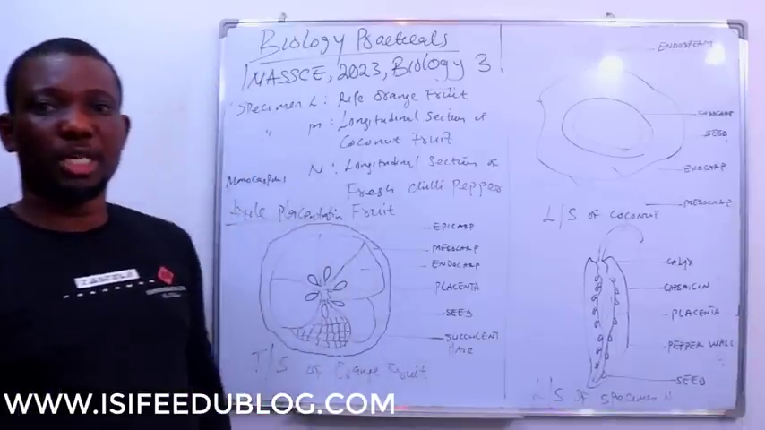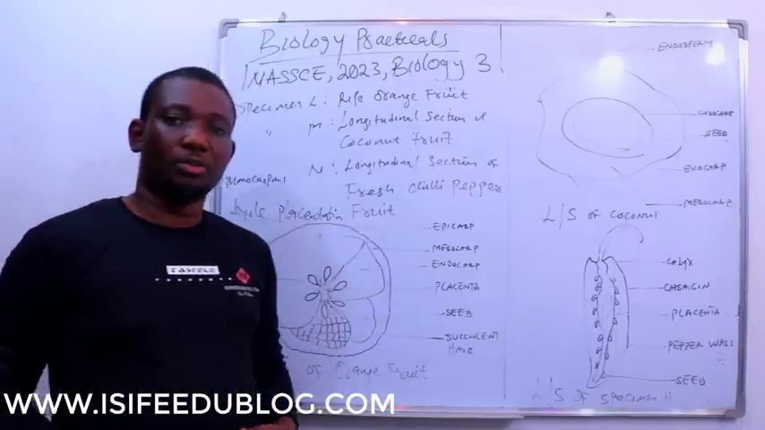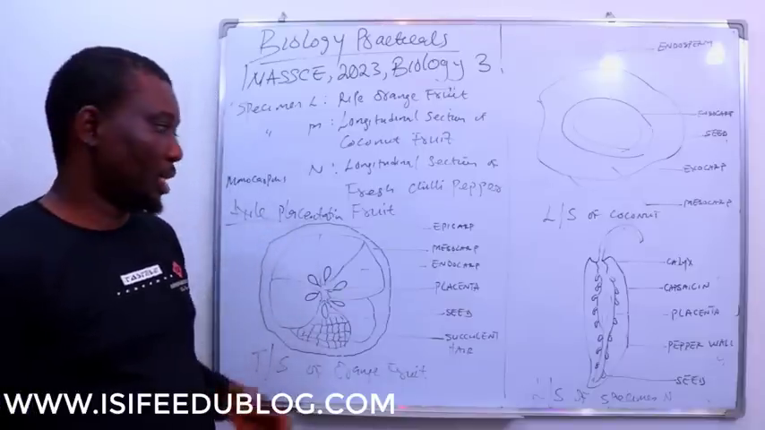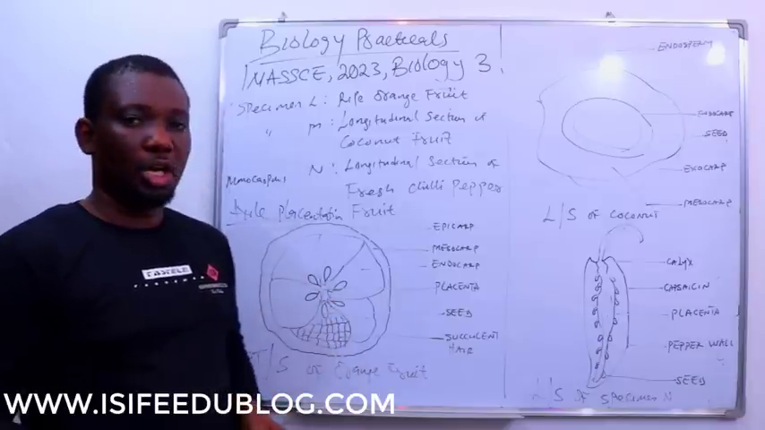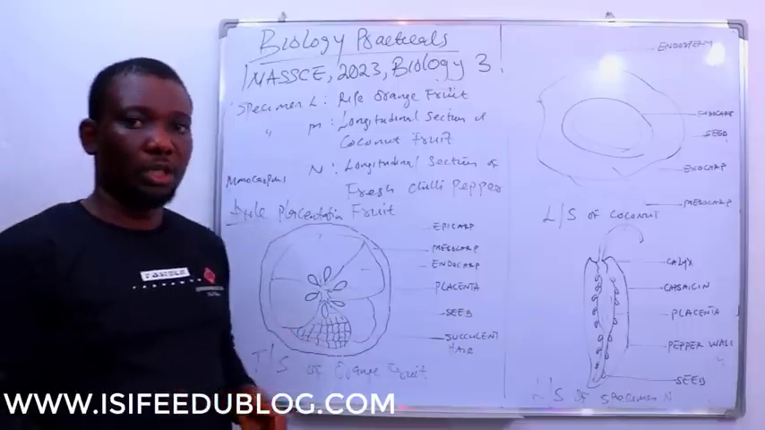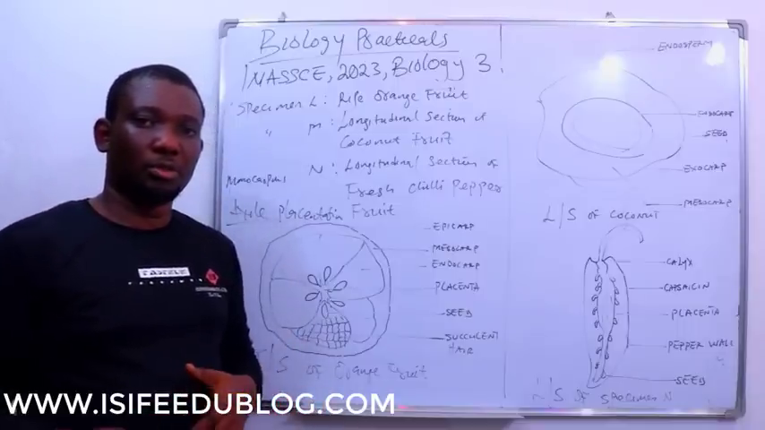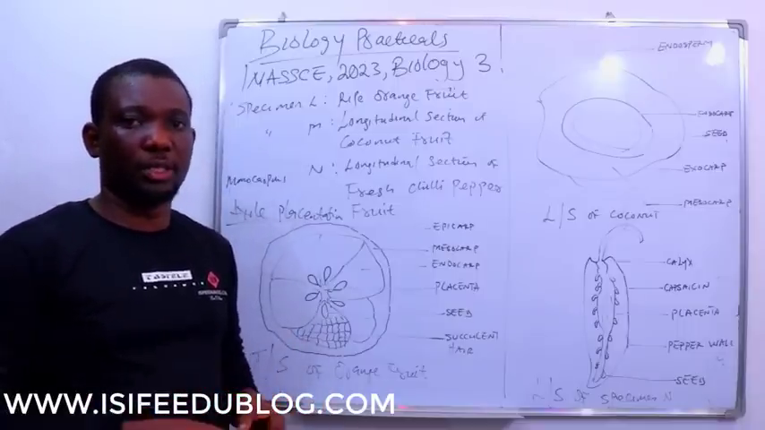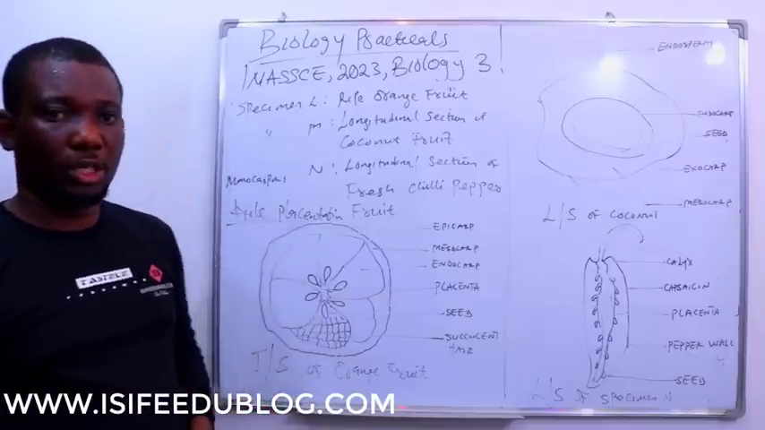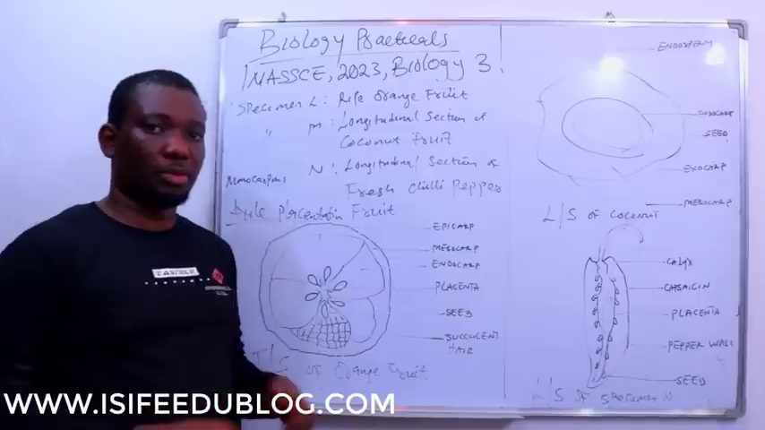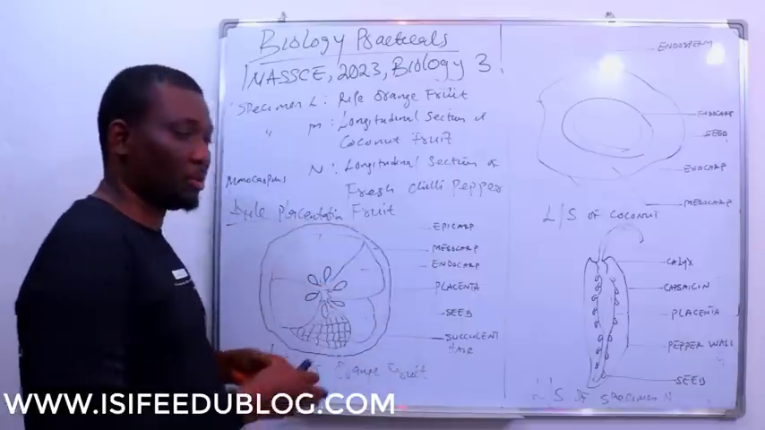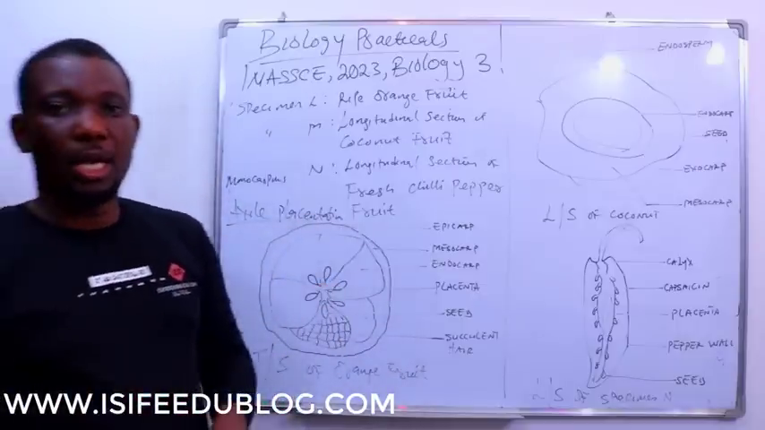Okay, coming to the aspect of true fruit, you have true fruits that are fleshy. They are fleshy true fruits because they are succulent and also edible. So they belong to the class of true fruits that are succulent or edible, because they can easily be eaten by man and other animals.